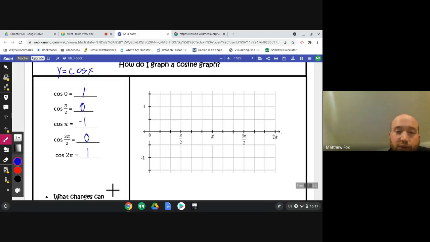So we plot these points. At 0, it's 1. Pi over 2 is 0. Pi is at -1. 3 pi over 2 is at 0. And then finally 2 pi is at 1. Now, when we draw them, it'd be tempting to just draw a V right here. It's not a V. Remember, it's a cosine wave, so it curves towards the x-axis.